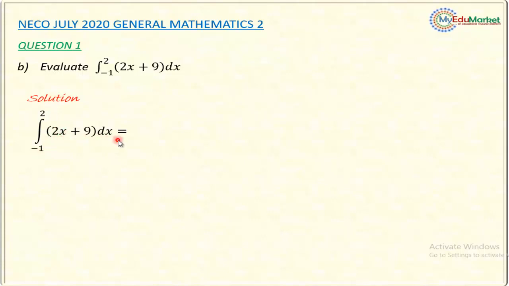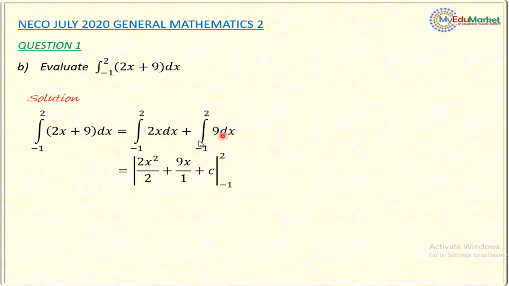So I'm integrating term by term. That is going to be the integral from -1 to 2 of 2x with respect to x, plus the integral from -1 to 2 of 9 with respect to x. So I'm now finding the integral of 2x and the integral of 9. The integral of 2x is nothing but 2x squared all over 2.